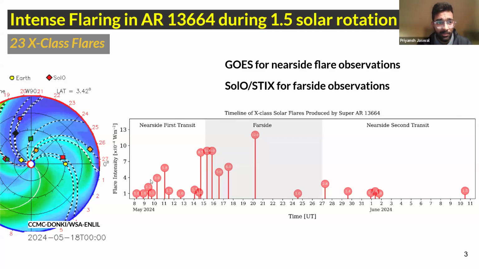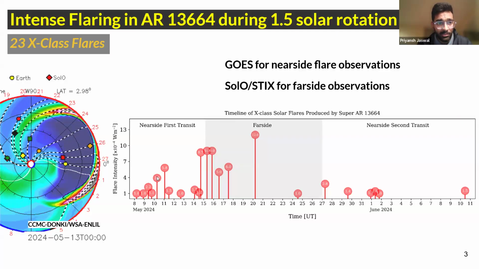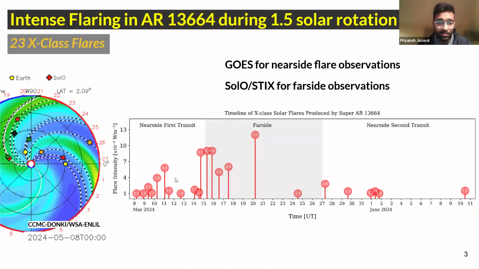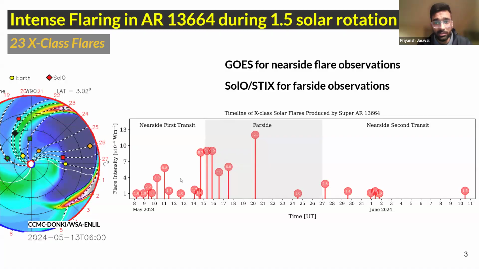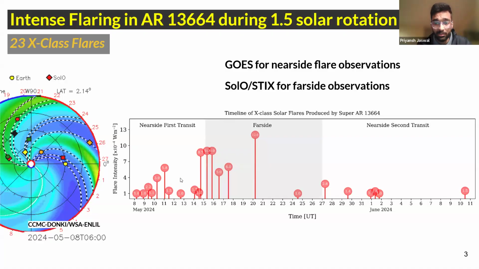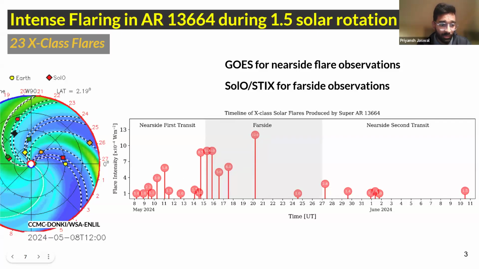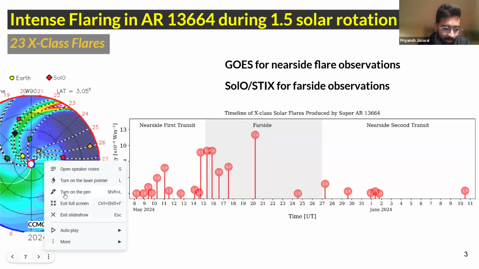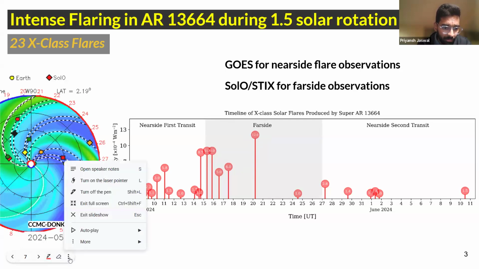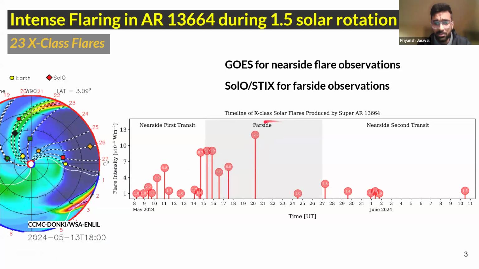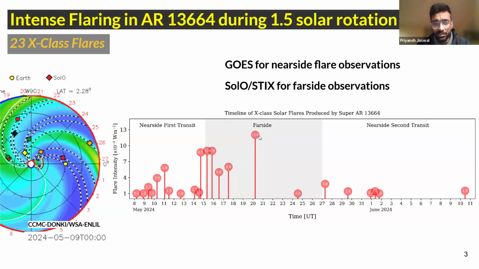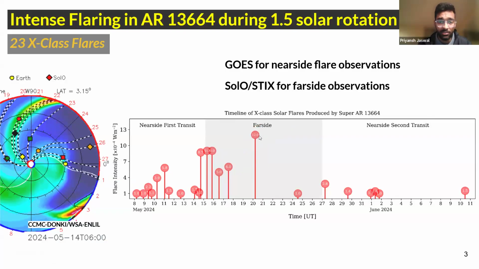So we could map, and we found that there were in total 23 X-class flares produced by this particular active region over 1.5 solar rotations during its lifespan, amongst which there was an estimated X12. Okay, I have a pointer. There was an X12 flare, which was the then strongest flare of solar cycle 25.